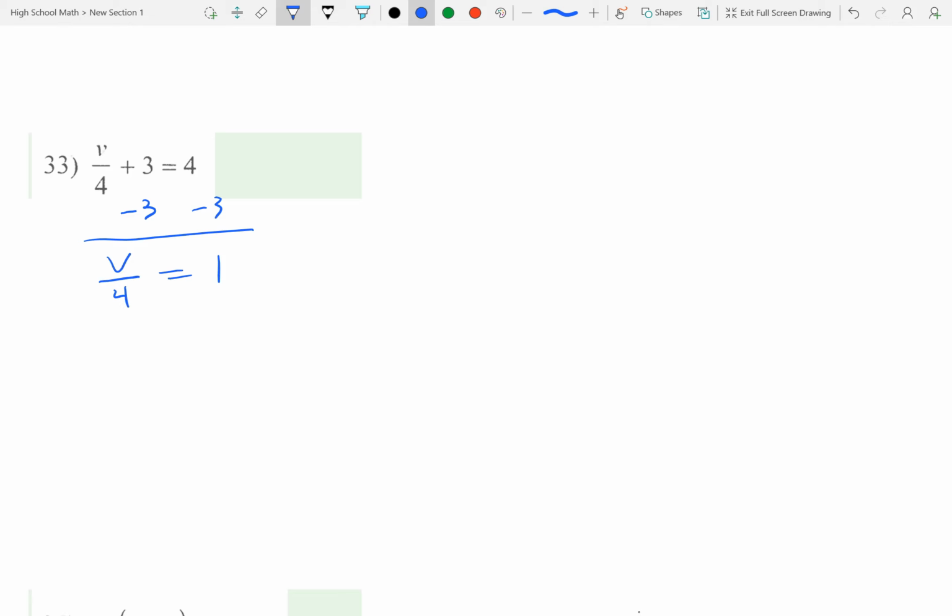Here we have a division. To undo division, we use the inverse operation, multiply. Whatever I do to one side, I do to the other. 4 divides 4 to leave v. 1 times 4 is 4.